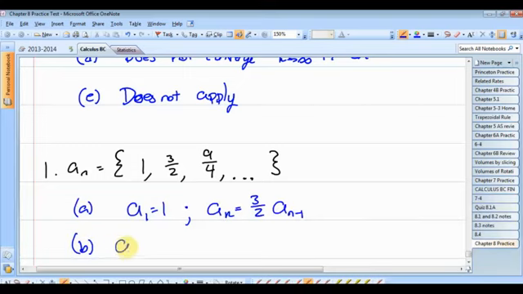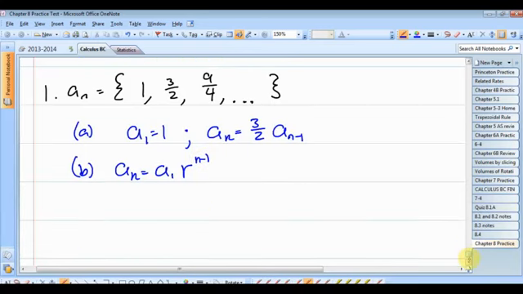Explicit rule. AN equals A1 times R to the n minus 1 power, which equals 3/2 to the n minus 1 power, which is equal to 2/3 times 3/2 to the n power. Why does it equal 3/2 to the n minus 1 power? A1 is 1, R is 3/2.